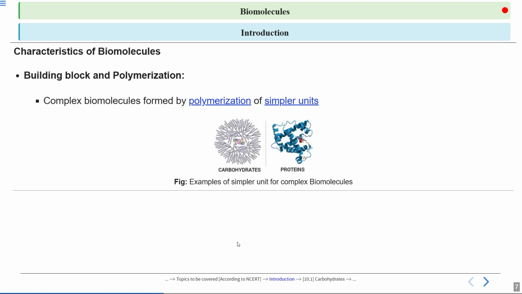Now look at this example. This is an example of simpler units for complex biomolecules. So we have carbohydrates. The simple form of carbohydrate is a monosaccharide, which is a sugar unit like glucose. Okay. Whereas the simple form of protein is amino acid, which is the basic building block of protein. Okay, so the complex molecules which you can see over here are formed by the polymerization of simpler units, such as in carbohydrates as well as in proteins.